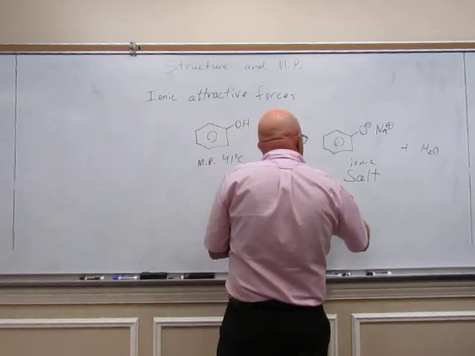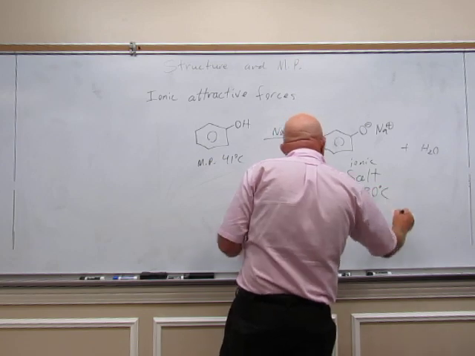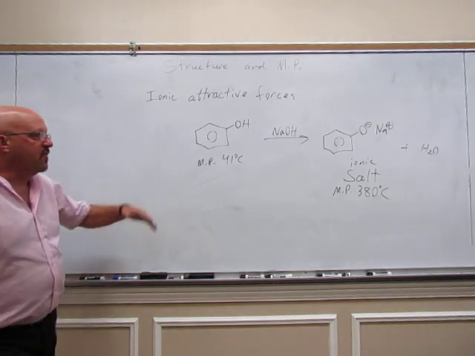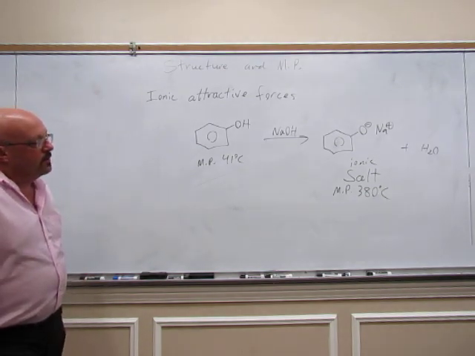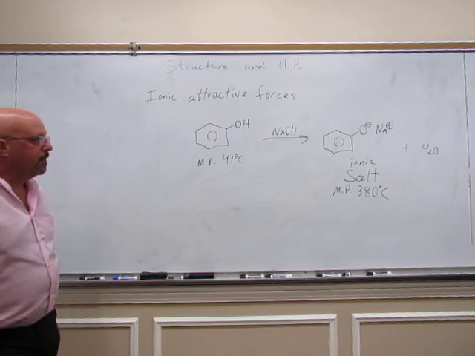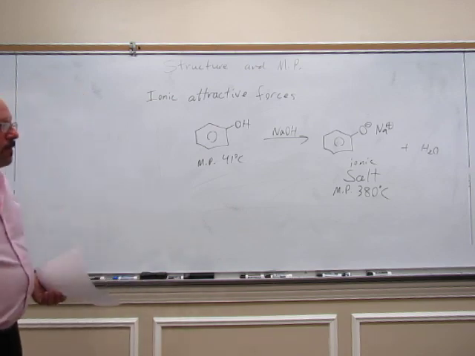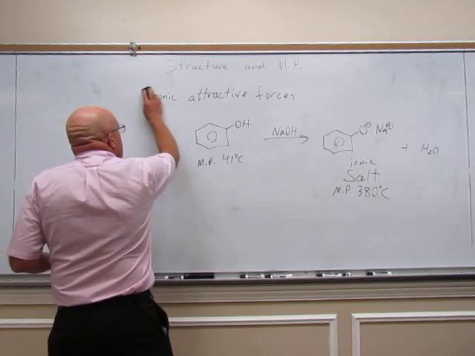The melting point of this one is 382 degrees. You can see very, very high. Many salts are so high we can't measure them. Oftentimes we can't even get to a high enough temperature to get them to melt. So that's one big structural effect on melting points. Your ionic bonds will have the highest melting points.